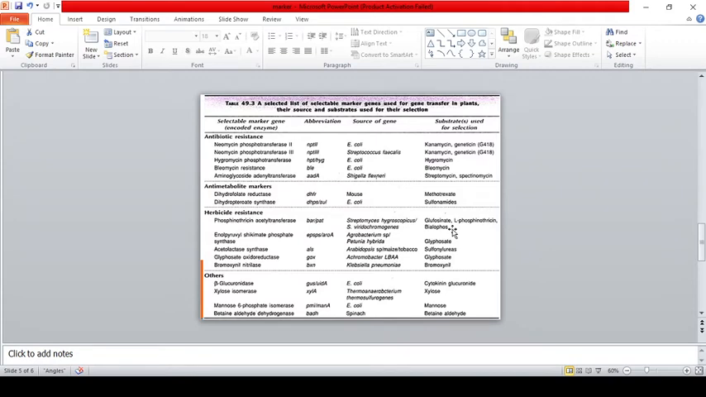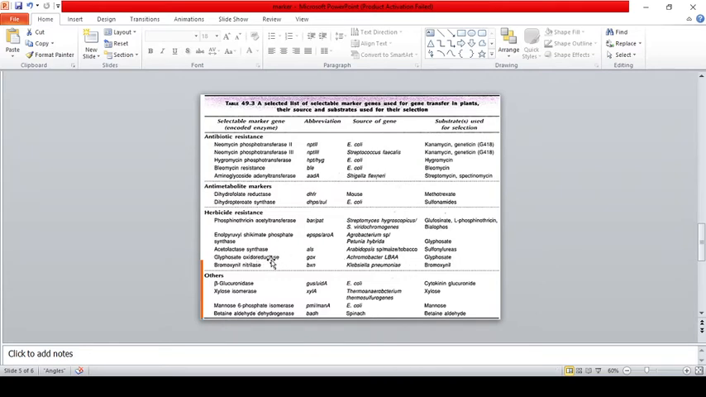L-phosphinothricin bialaphos. The next herbicide resistance gene is EPSPS, enolpyruvylshikimate phosphate synthase. It is taken from Agrobacterium and Petunia. The substrate used for this selection is glyphosate. The next thing is acetolactate synthase. It is taken from Arabidopsis, maize and tobacco. The substrate used is sulfonylureas.